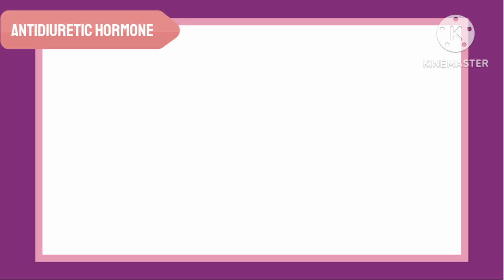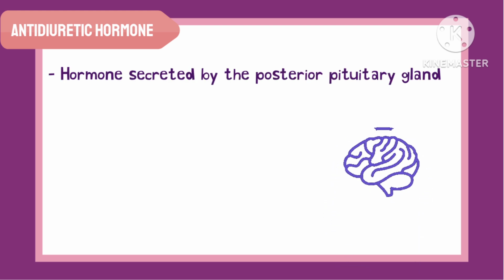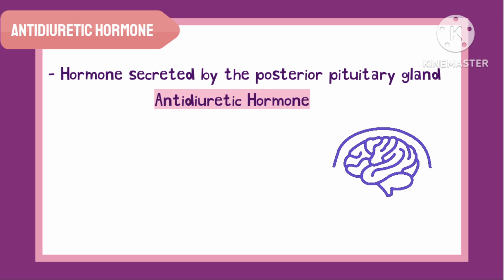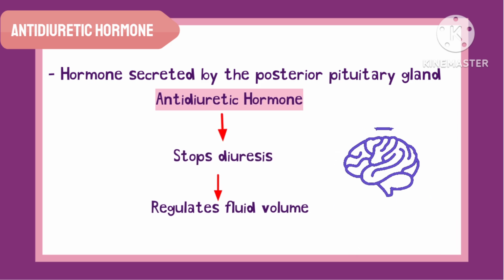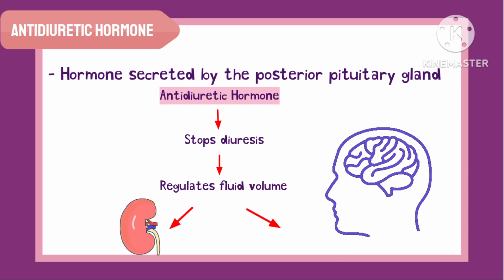Antidiuretic hormone is a hormone secreted by the posterior pituitary gland and is a hormone that stops diuresis, that is, production of urine. Its main function is to regulate fluid volume by decreasing fluid excretion as urine. It acts on kidneys and blood vessels both to preserve fluid levels in the body.